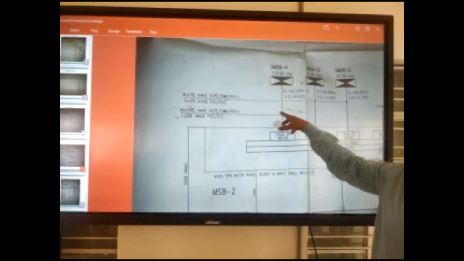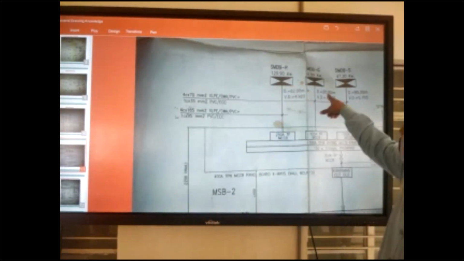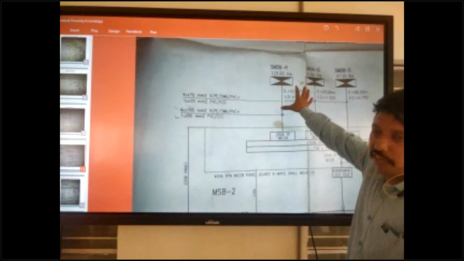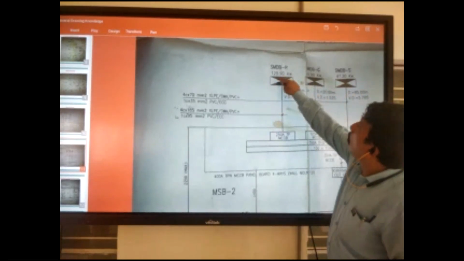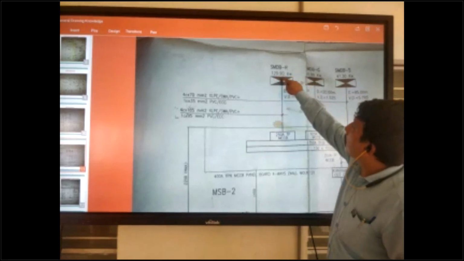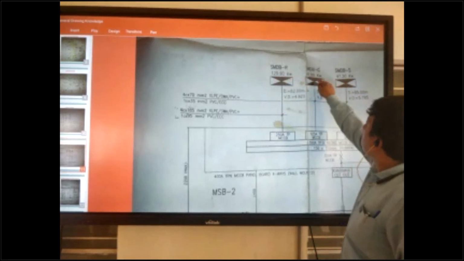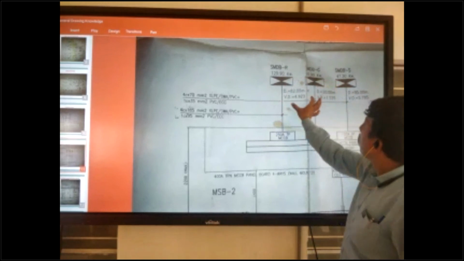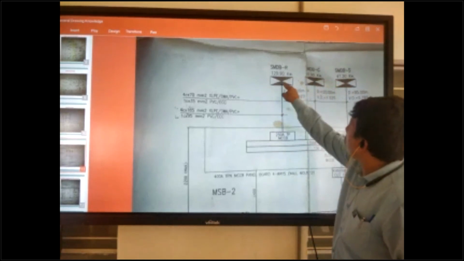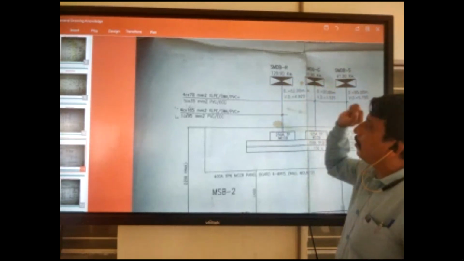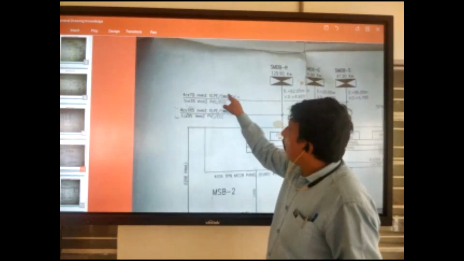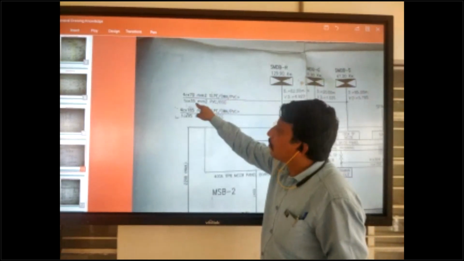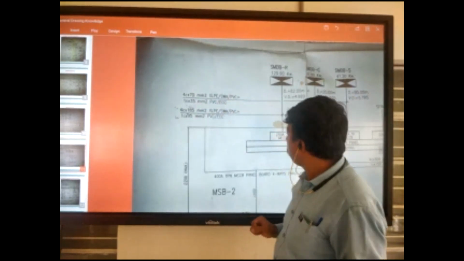So we have completed today the DB schedule and the systematic diagram of SMDB. This is the symbol of SMDB. The load of the SMDB is already written here, in kilowatts. And this is the symbol of SMDB. This is the distance from one SMDB to another SMDB. This is the power supply cable, and the other downside one is the earthing cable.